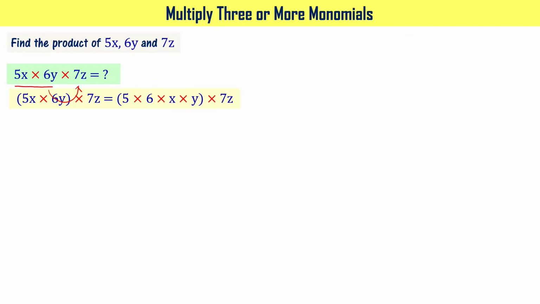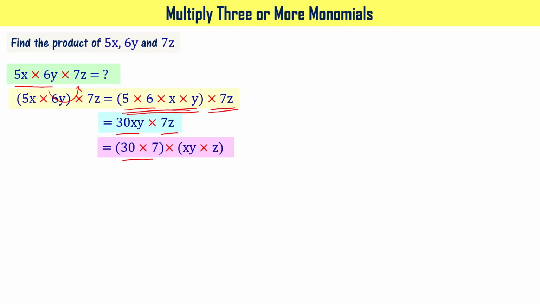5x times 6y can be written as 5 times 6 times x times y, right? And I'm keeping the multiplication with 7z separate as is. So 5 times 6 is 30. Now this is going to be 30xy, right? Let me write that 30xy times 7z. Now this is one monomial and you have another monomial. You know how to multiply. As per that, it can be written as 30 times 7 times xy times z. So it is going to be 210 times xyz or 210 xyz, right?